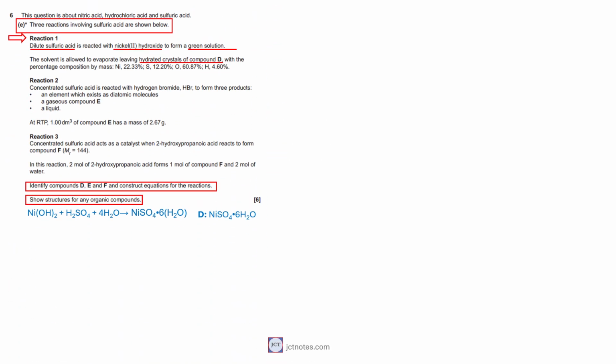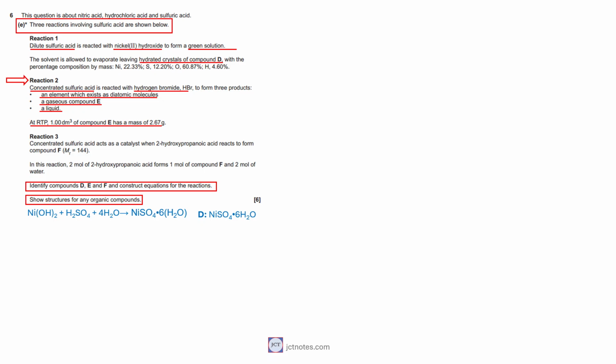In reaction 2, concentrated sulfuric acid reacts with hydrogen bromide to form 3 products: an element that exists as diatomic molecules, a gaseous compound E, and a liquid. At room temperature and pressure, 1 cubic decimeter of compound E has a mass of 2.67 grams. We need to identify compound E and write the equation for the reaction.